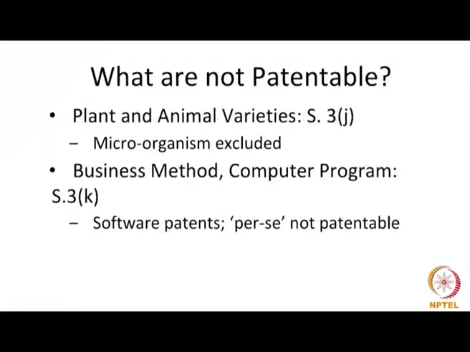3J states that plants and animals in whole or any part thereof other than microorganisms, but including seeds, varieties and species and essentially biological processes for production or propagation of plants and animals, shall not be regarded as an invention. Now, here plants and animals in whole or in part cannot be the subject matter of a patent. Seeds, varieties and species, essentially biological processes for production and propagation of all these also cannot be regarded as a subject matter of a patent.